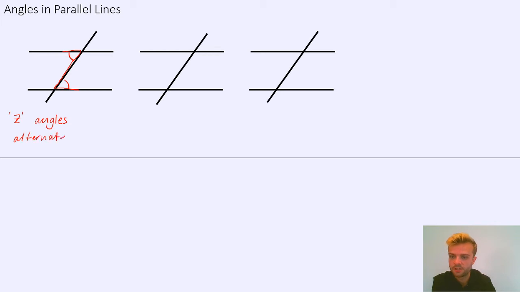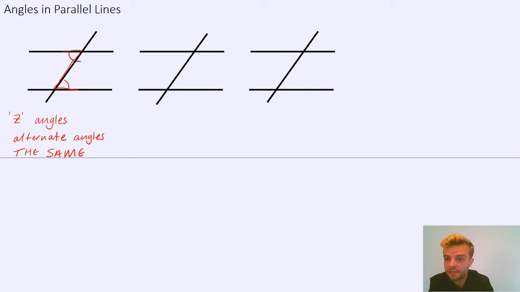And the proper phrase, they're not Z angles, they are alternate angles. And they're called alternate angles because they are on alternate sides of the line that crosses the parallel lines. So this diagonal line here, we have an angle on the left side, an angle on the right side. They're on alternate sides, and those angles are the same. So if I told you that one of them was 72 degrees, the other one would be 72 degrees as well.